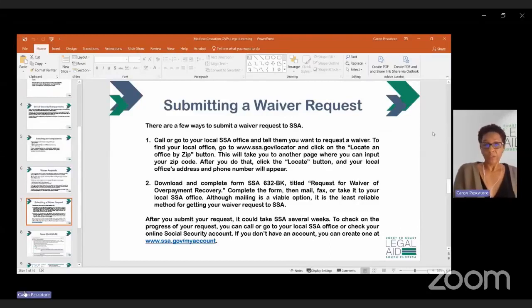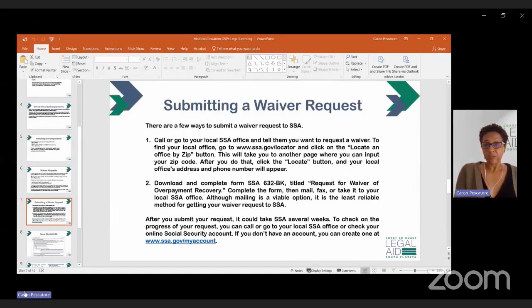Submitting a waiver request. There are a few ways to submit a waiver request to Social Security. You can call or go to your local office and tell them that you want to request a waiver. To find your local office, you can go to Social Security's website at www.ssa.gov/locator. Click on the Locate an Office by Zip button. This will take you to another page where you can input your zip code. After you do that, you click the Locate button and your local office's address and phone number will appear.